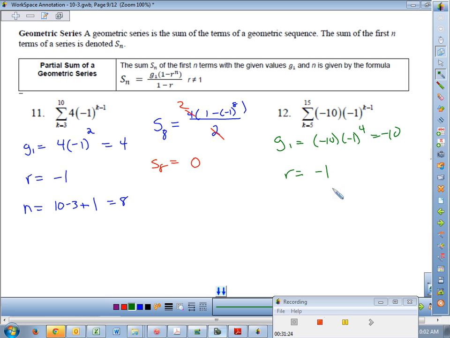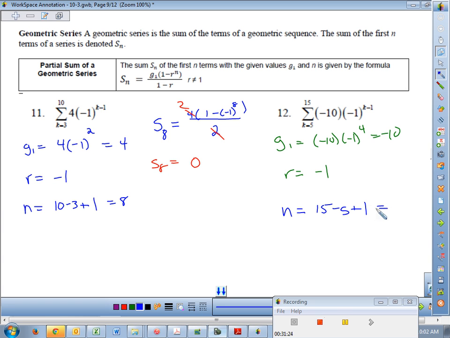Negative 1. Well, wait a minute. What do you think all these terms are going to add up to be? You feel 0? Well, let's go through the whole problem and see if they add up to 0. Because we need one more thing. What do we need after this? We need an n, which is high minus low, plus 1.